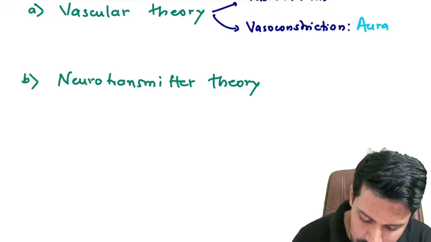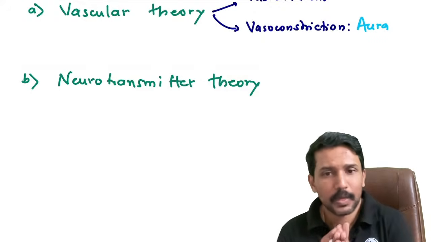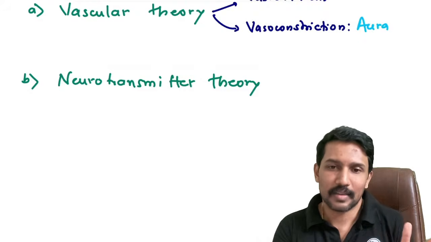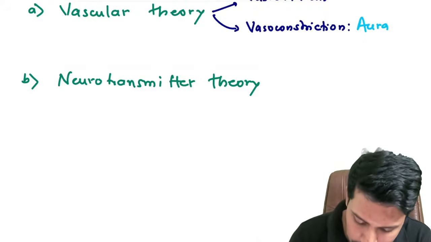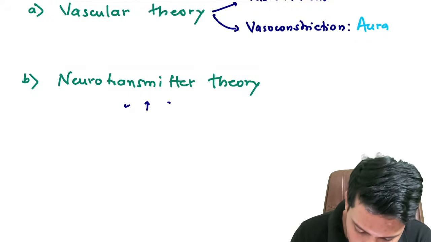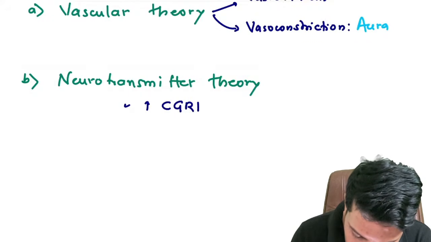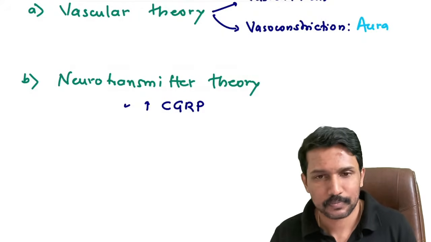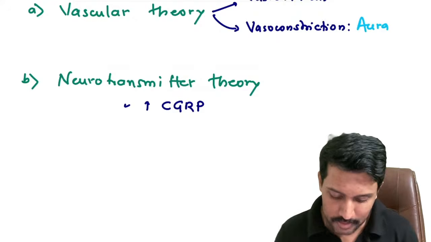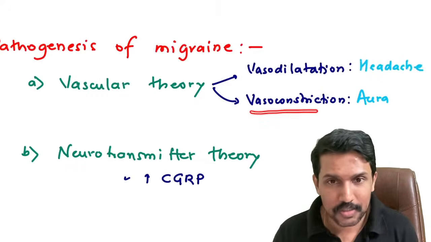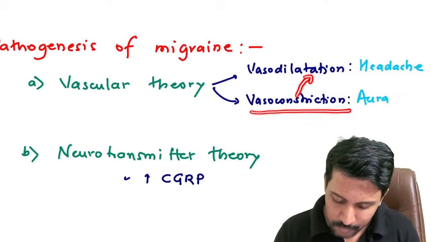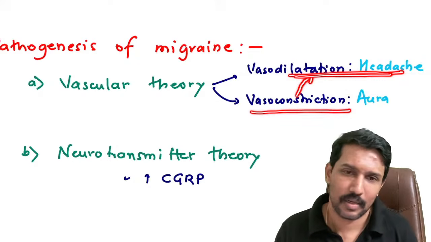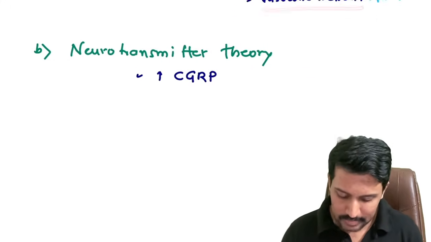Second thing, the neurotransmitter theory. Neurotransmitter theory primarily talks about imbalances in the neurotransmitters resulting in the headache. The key point I want you to mention here is there is increased production of calcitonin gene related peptide, which is actually a vasodilator. So when vasoconstriction has happened, to counter that, CGRP might increase, and that may be causing unnecessary vasodilatation, that may be causing headache. Okay, so that is second.